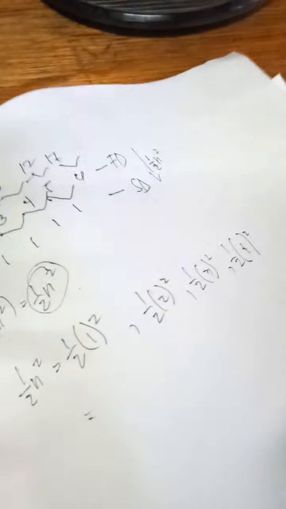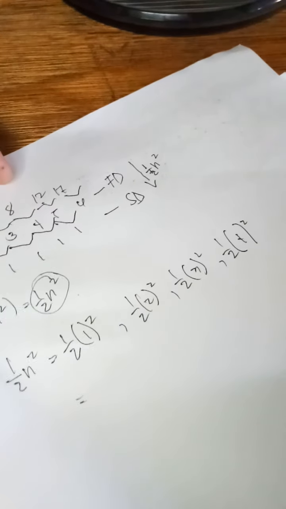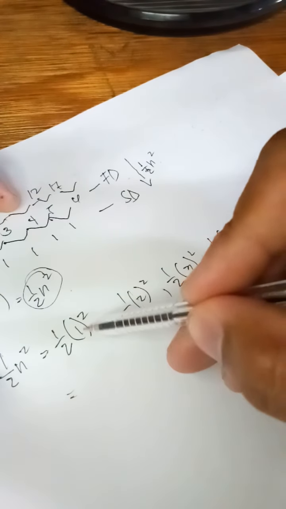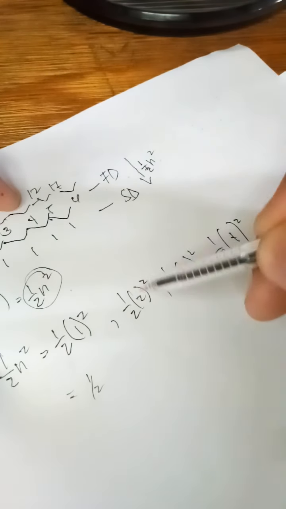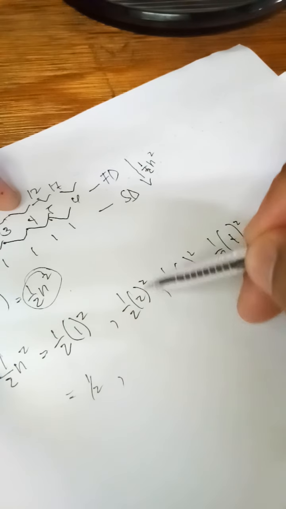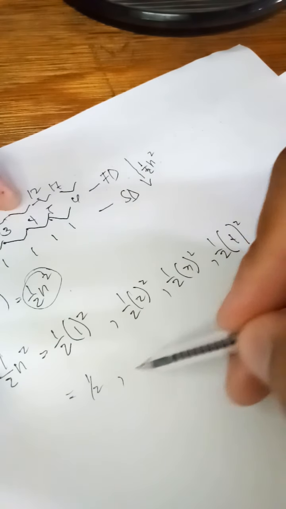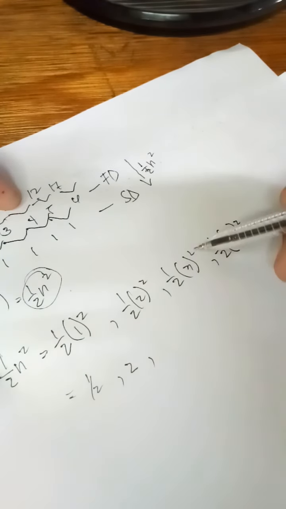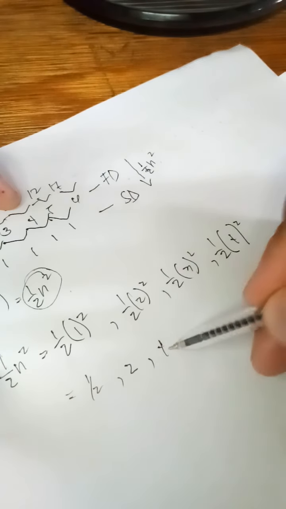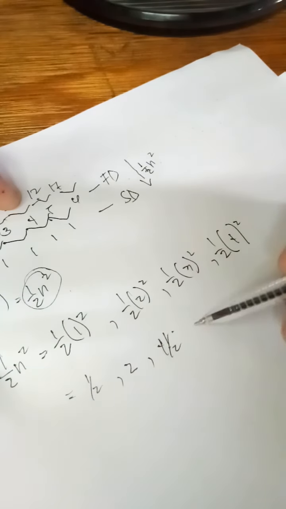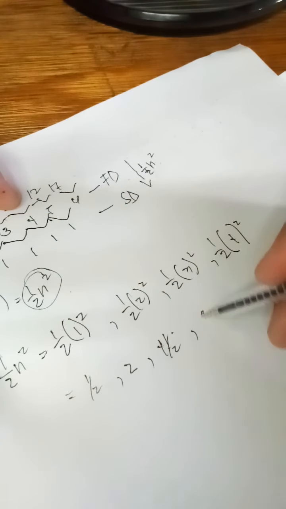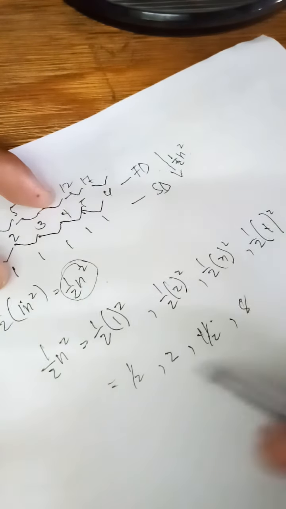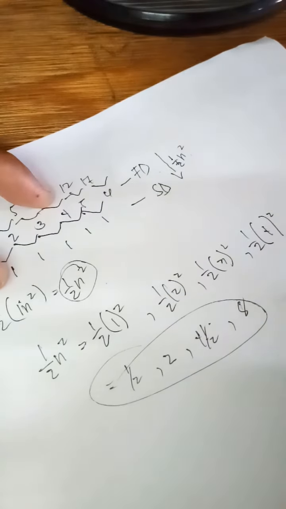Okay, then solve. So 1 raised to 2 is equal to 1 times 1/2, that is 1/2. Followed by 2 raised to 2, we have 4 times 1/2, that is 2. 3 raised to 2, 9 times 1/2, that is 4 and 1/2 or 4.5. Then 4 raised to 2, that is 16 times 1/2, that is 8. Okay, so ito yung gagamitin natin na number.